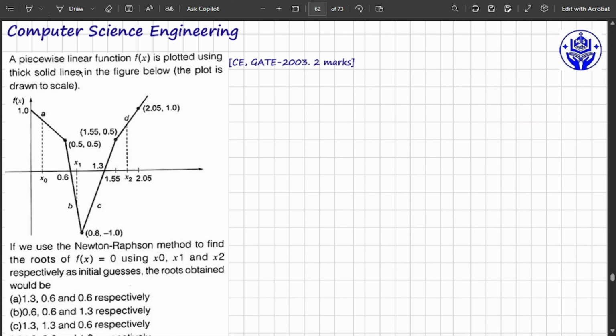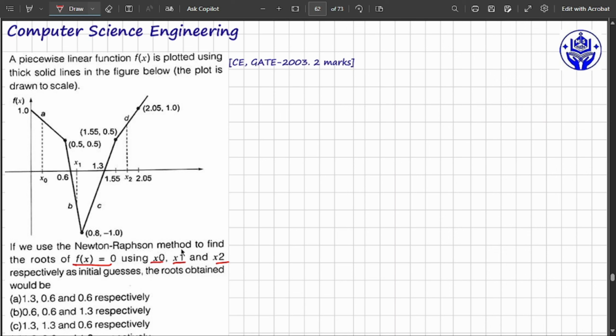Now in this case, we have a piecewise linear function plotted using a thick solid line in the figure. In the below, the plot is drawn to scale. If we use the Newton-Raphson method to find the root f of x equals 0 at x0, x1, x2, these are the roots basically.